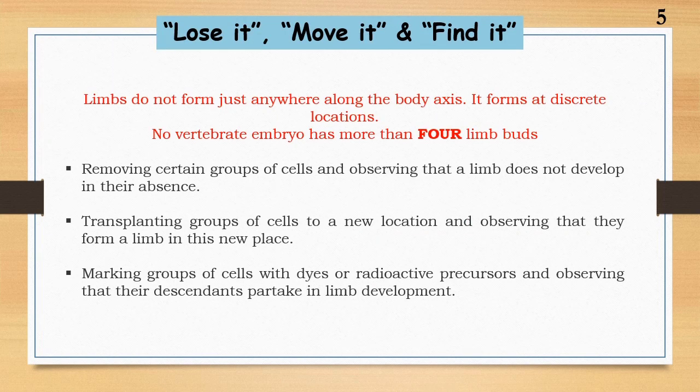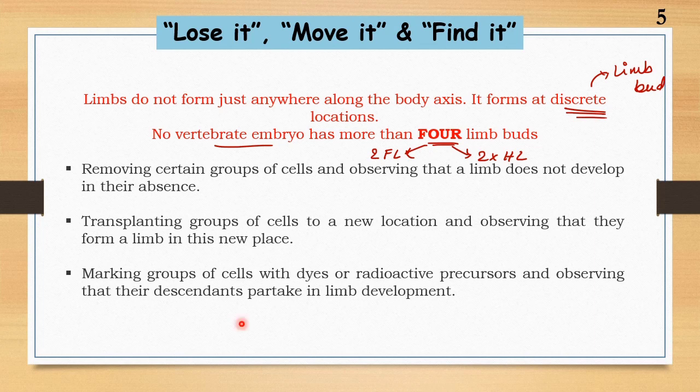Now our body must have a certain mechanism to decide when, where and how many limbs have to be made. So there are certain discrete locations where limbs are formed and they are known as limb buds. All vertebrate embryos have 4 limb buds, 2 for forelimb and 2 for hind limb. So there are a total of 4 limb buds in a vertebrate embryo.